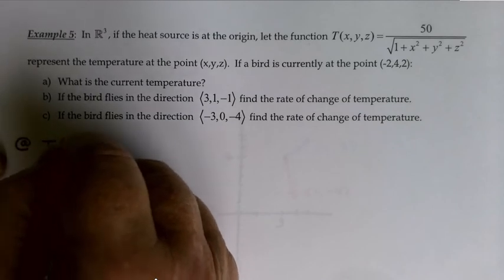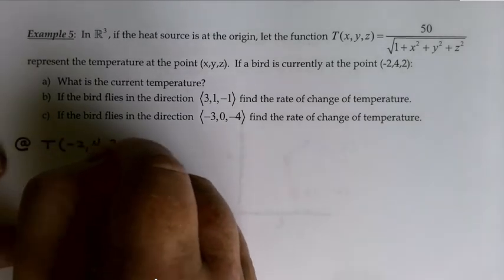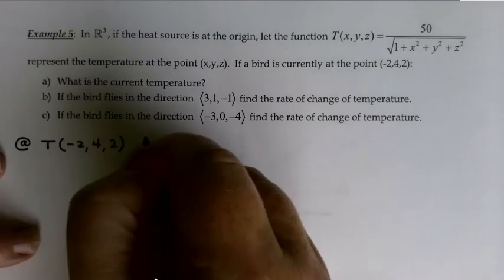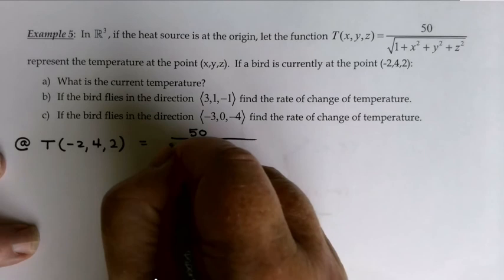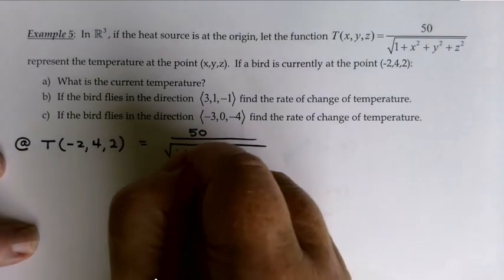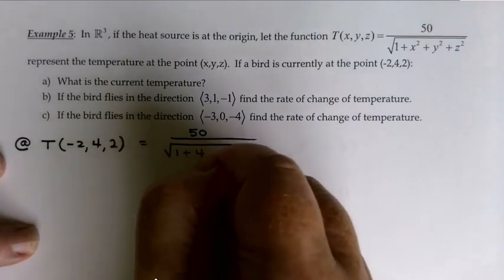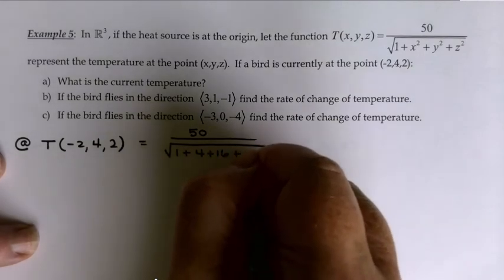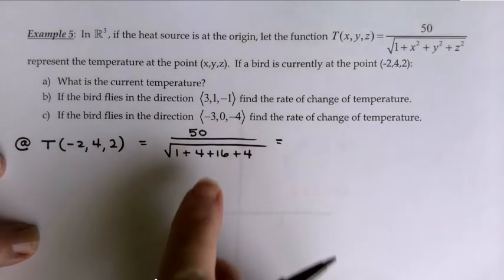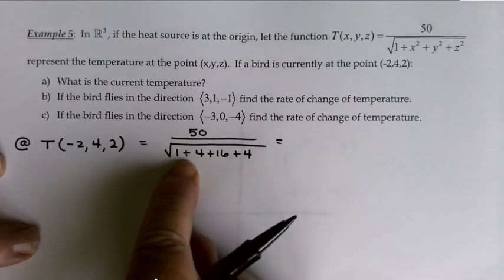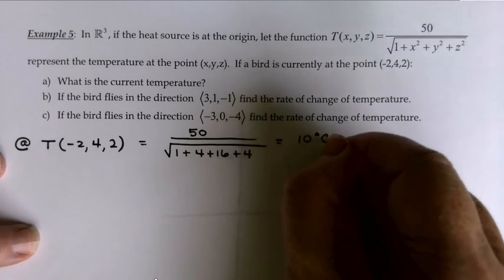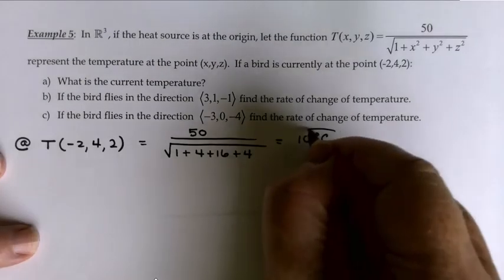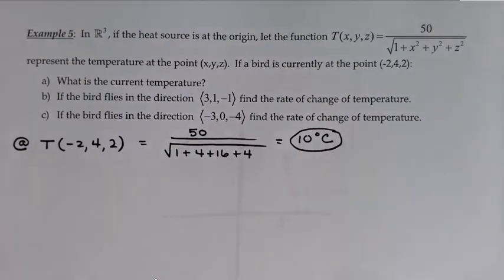Current temperature. Let's see, we were at the point -2, 4, 2. So if I plug that into my T function, x squared would be 4, y squared 16, z squared 4. That is the square root of 25 or 5. 50 over 5 would be 10. I'm going to assume the same units, so I'm going to say, currently, that bird is experiencing a temperature of 10 degrees Celsius.